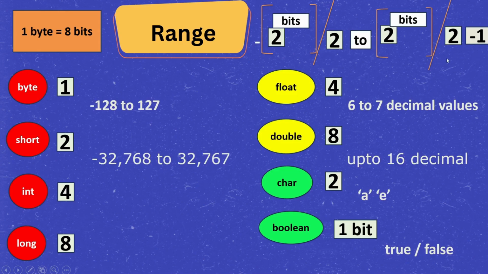Why are you subtracting 1? Because in between you have a value 0, right? So for that we are subtracting 1. So this will be the starting range and this part is the ending range. For byte, it's minus 128 to 127. So if you are trying to store in this byte data type any data beyond this value, it will give you a compilation error.